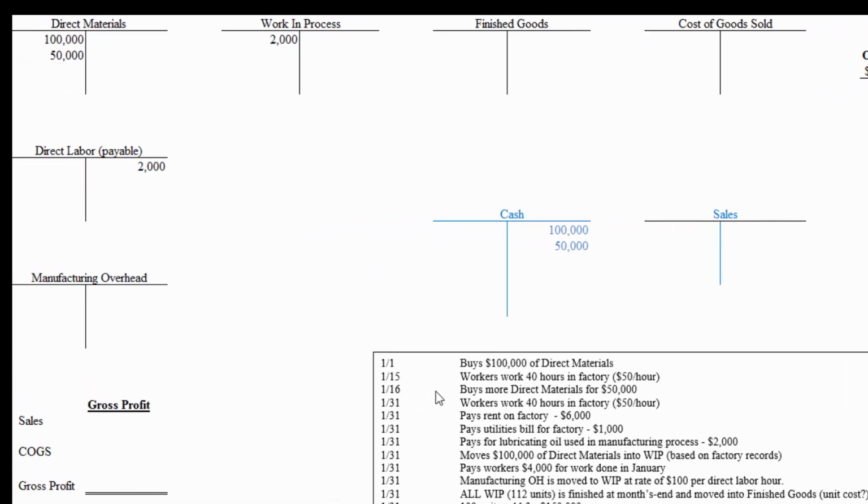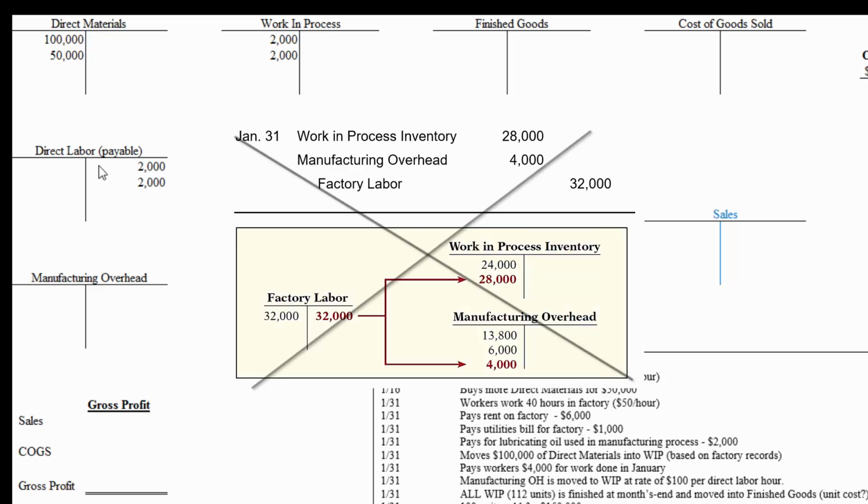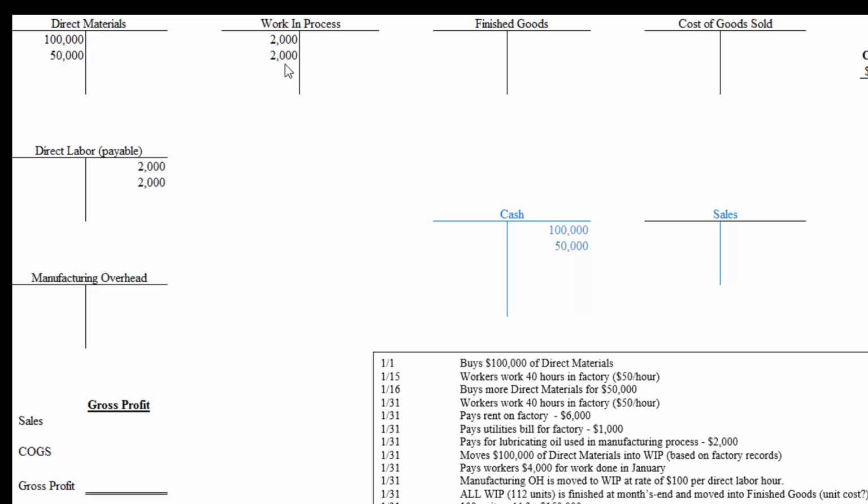January 31st comes, and we look at the time cards, and our workers worked another 40 hours at $50 an hour. So that's another $2,000 that we owe them. And again, we're not going to call this factory labor. We're just going to pretend like all we have is line workers. We owe them $2,000. We know it belongs in work in process because they're line workers. They're working on the dining room tables.